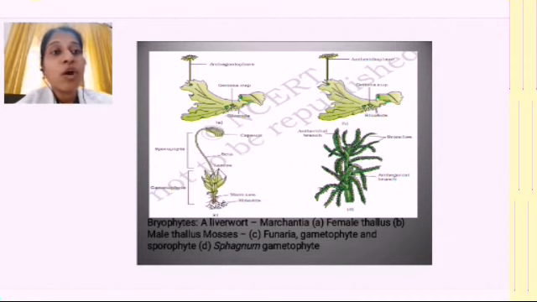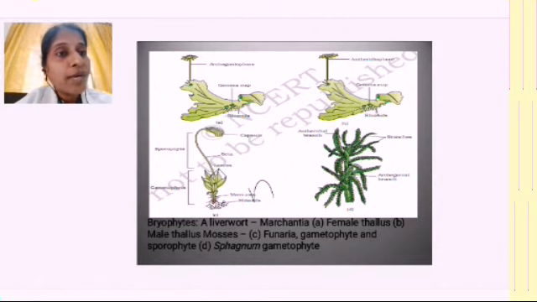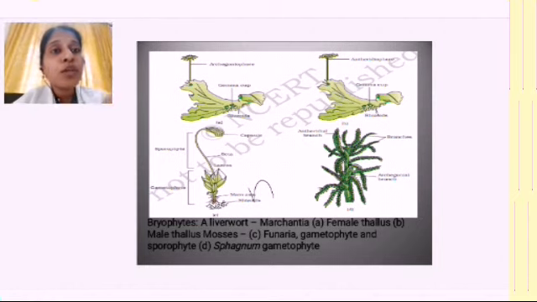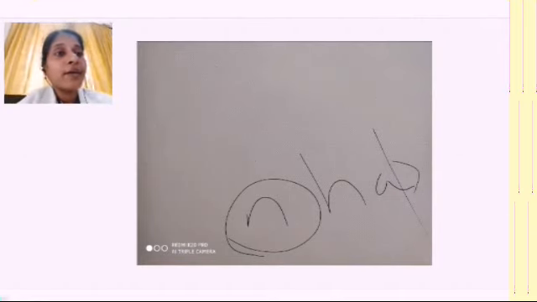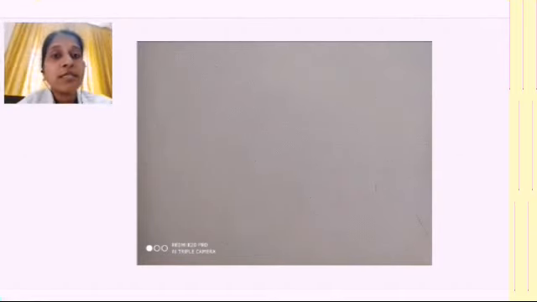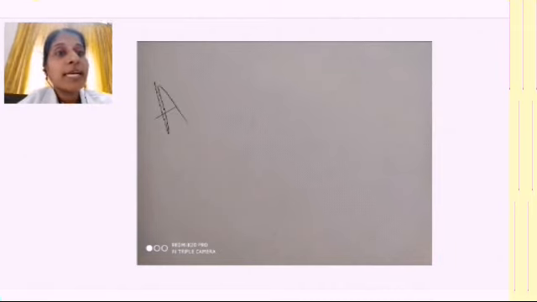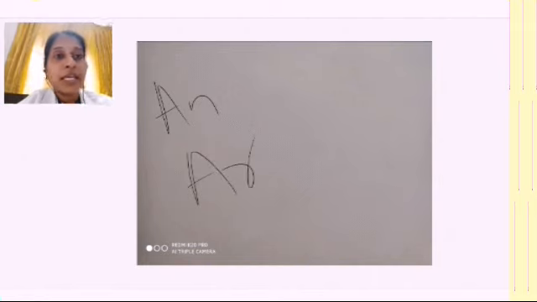Each cell will be having how many number of chromosomes? N. How many number of chromosomes? N. Okay. Now this gametophyte, what is actually happening is that since it is a gametophyte, they are having what? They are bearing the sex organs. The male sex organ we call antheridium, and the female sex organ we call archegonium.